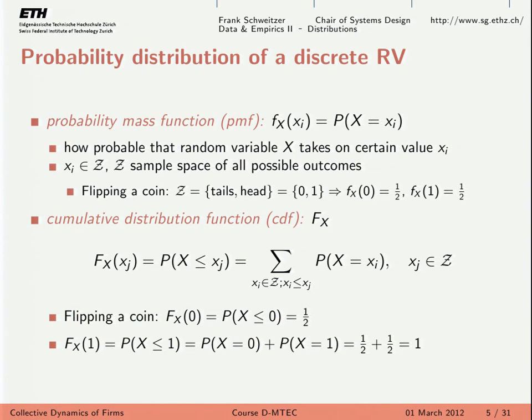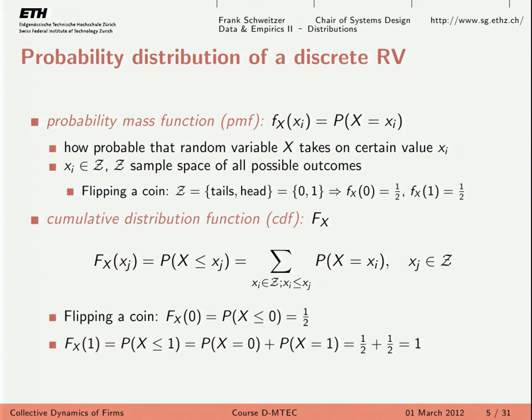Here's another example, much simpler. We toss a coin, and then the sample space is only 2 possible outcomes, namely tail or head. So we call this 0 and 1. And then we talk about the probability that 0 occurs or the probability that 1 occurs. And each of them, as you know, is just 1/2. Okay. That's the meaning of the probability distribution.